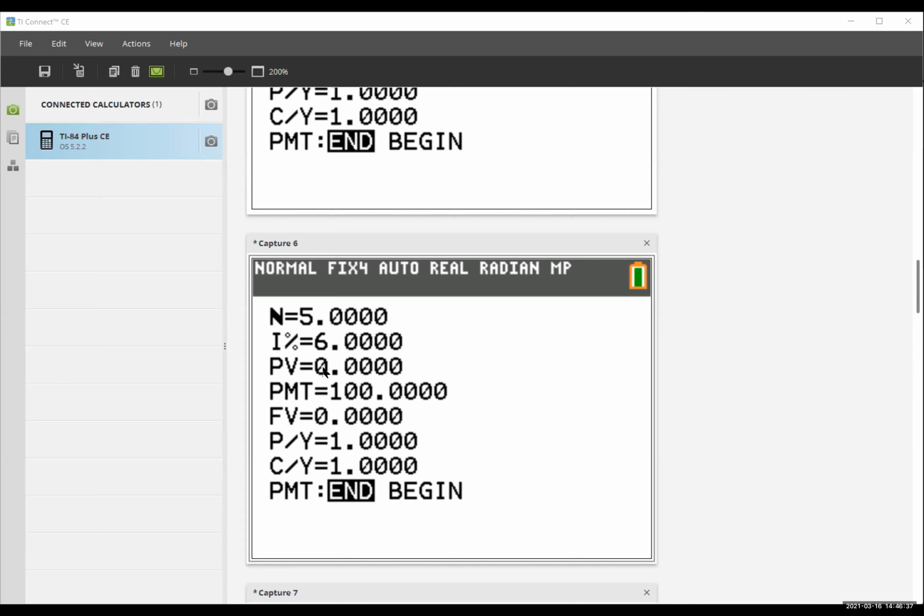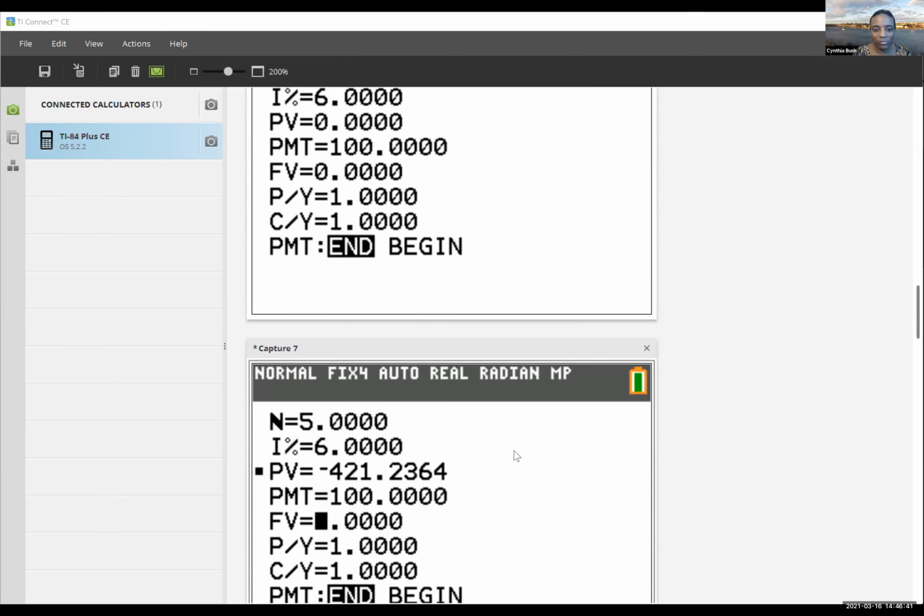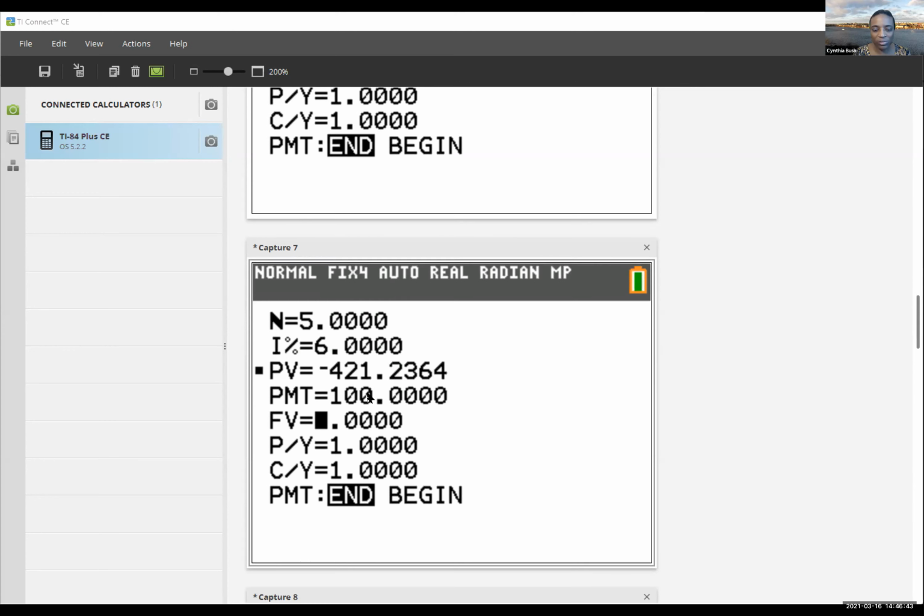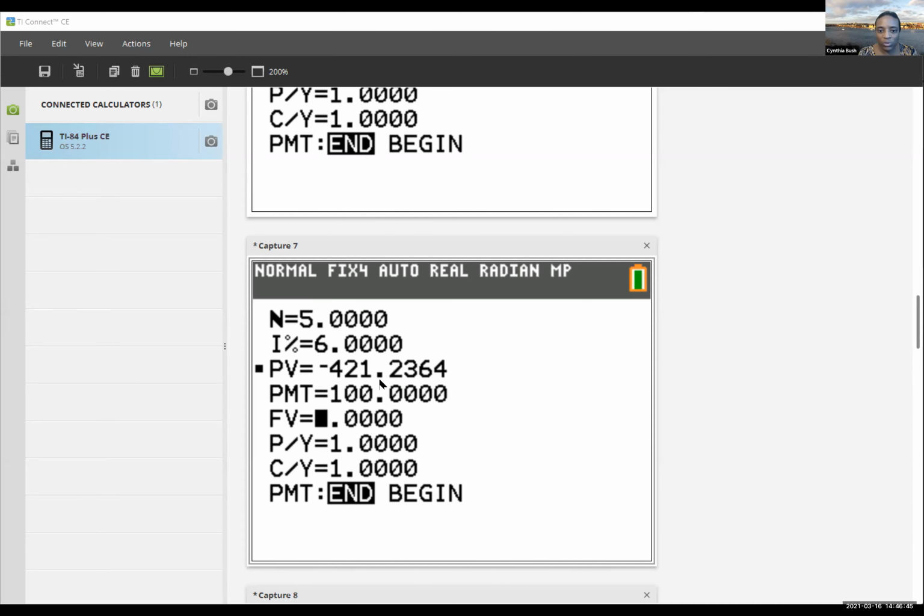All right, so let me go back to my calculator strokes. My cursor is now here on present value. I'm going to hit alpha and enter. And here's what I get for present value: $421, and I would say round it to 24 cents.